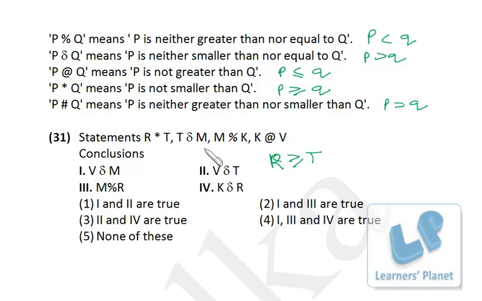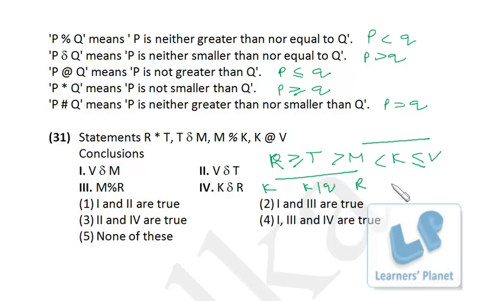T dollar M, that means T is greater than M. M percentage K, that means M is less than K. And K at the rate V, that means K is less than or equal to V. Now we are having one sequence this and one sequence this, right? So be very careful.